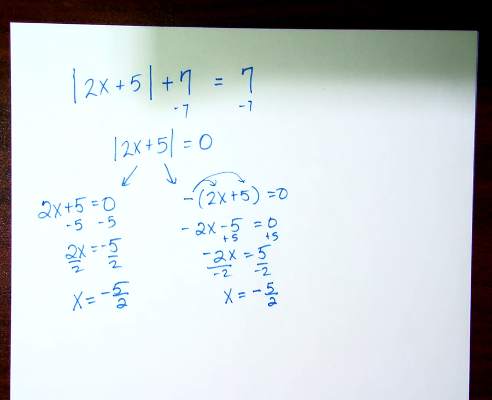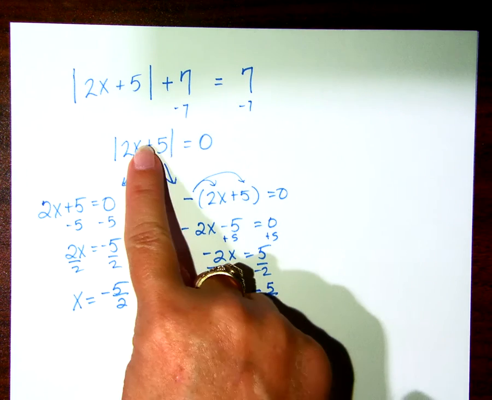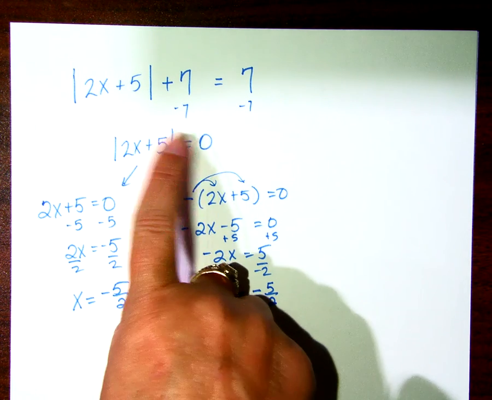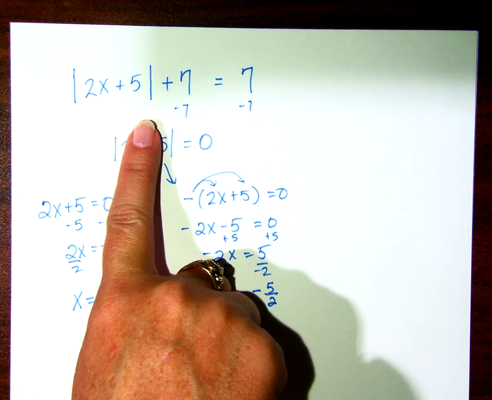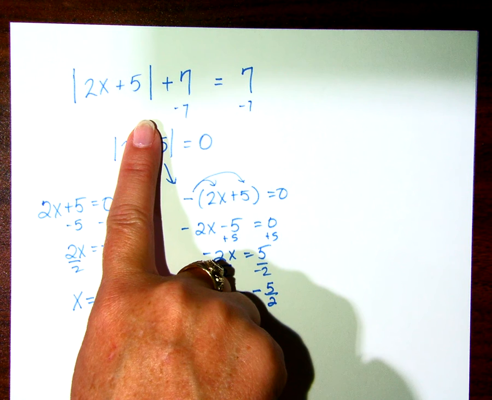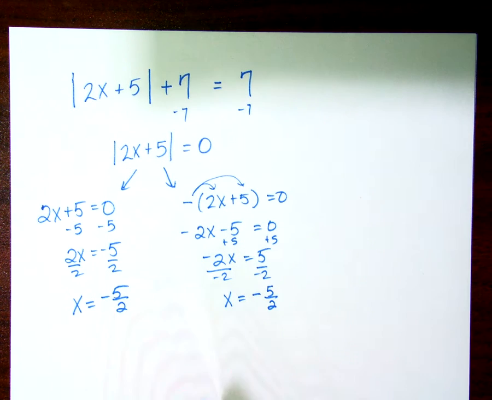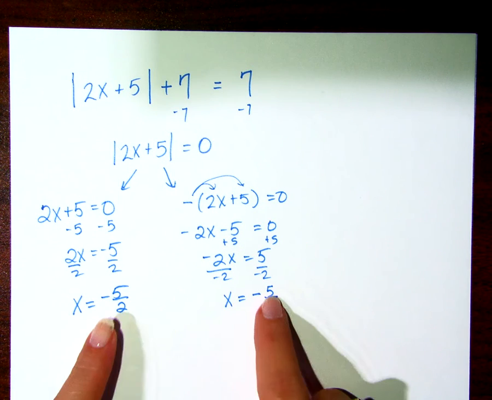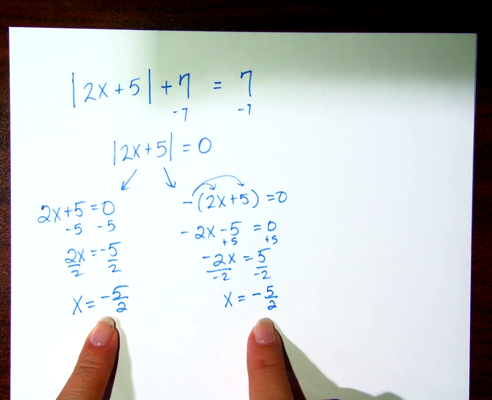Why is it the same thing? When I take the absolute value of something, if it equals 0, that would imply that what's inside here is either a positive 0 or a negative 0. And there's really not that, is there? Okay? So technically, did I get two answers? Yes, but they are the same.